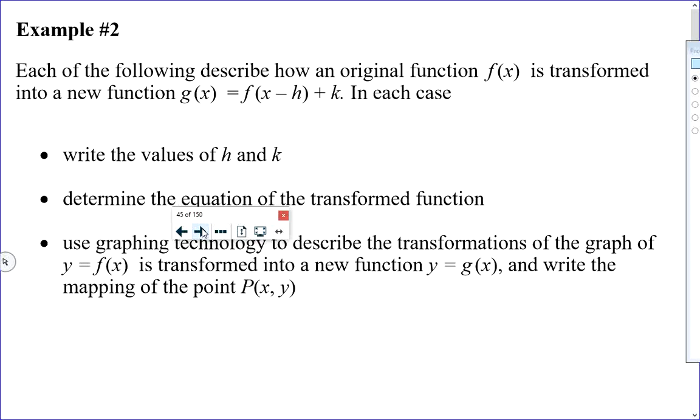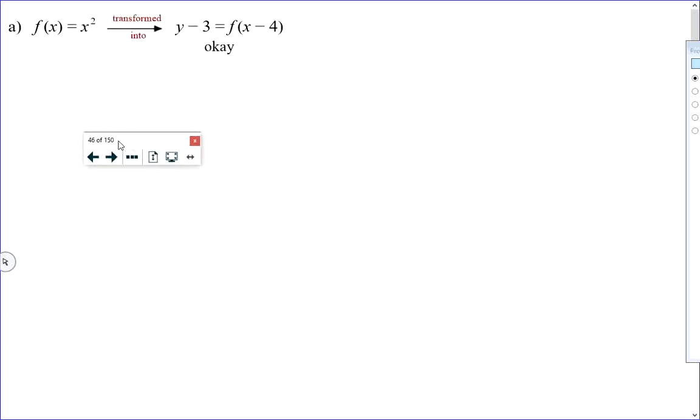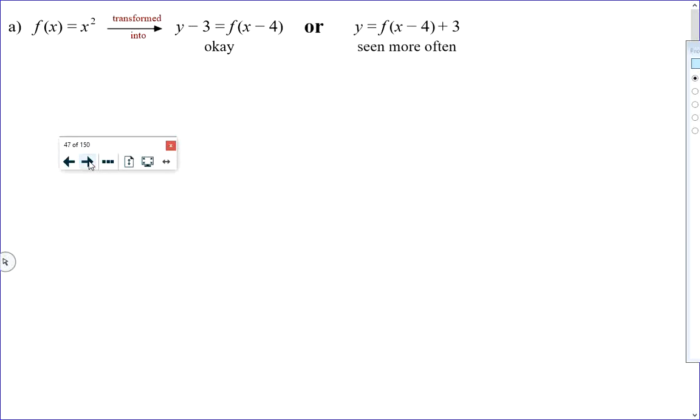So, for all of these, we're given a transformation. We're given an original function and a transformation. We are asked to write the value of h and the value of k. We're asked to determine the equation of the new function. And then we're asked to explain or describe what's happened to the original to get the new. So the first one says we're going from f of x equals x squared to y minus 3 equals f of x minus 4. You with me on that? Okay. That's okay. You're likely to see this more often.